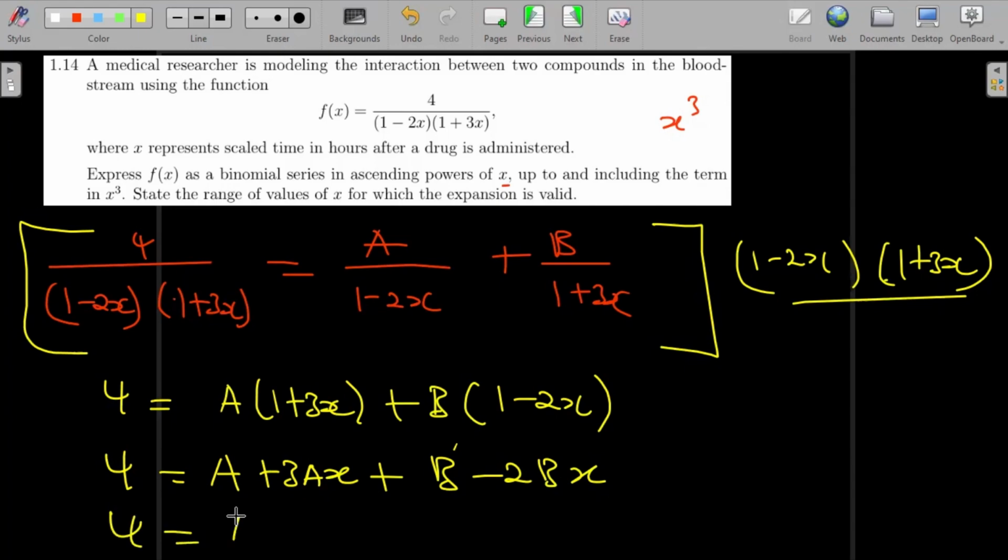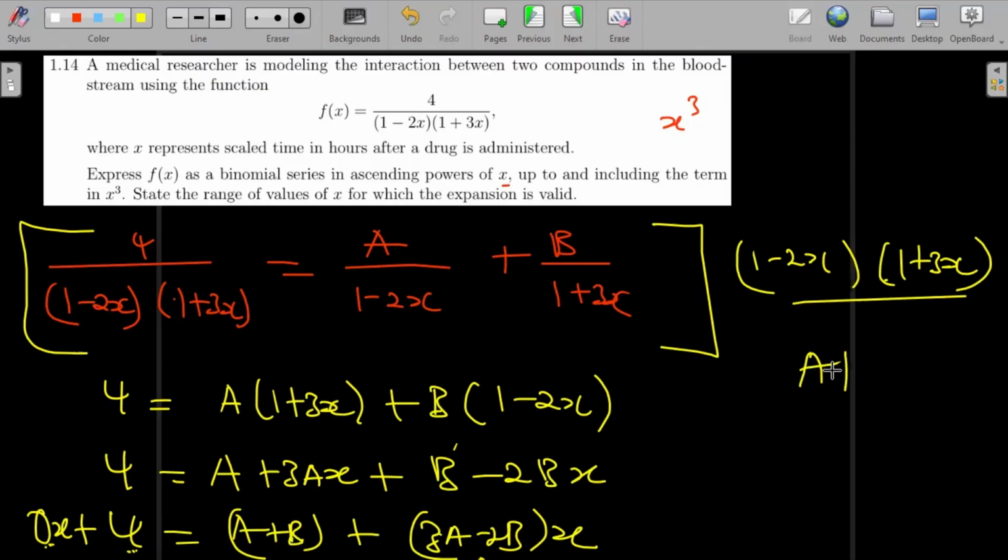4 is equal to A plus B plus 3A minus 2B times x. So now we equate the coefficients of x. Here we have 0x, so we're going to equate this 0 to the coefficient of x, and the constant to this. So we have A plus B is equal to 4, and then 3A minus 2B is equal to 0.